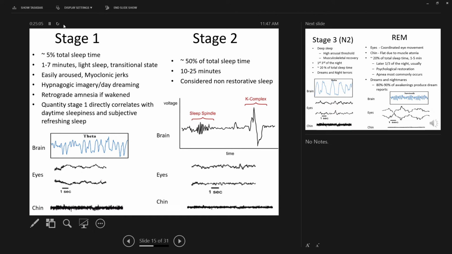And then we have stage 2 sleep, which takes up about 50% of total sleep time and lasts about 10 to 25 minutes each time, and it is also considered non-restorative sleep. Now, the brain waves that you'll see in stage 2 are also theta waves, but also we will see sleep spindles, which will be really, really fast waveforms, or K complexes, which are going to be wider. And again, we'll talk about this more a little bit later. This is just a brief introduction. And when we look at the eyes, we don't see a lot of movement there, and the chin still has that tautness. It's not completely relaxed.